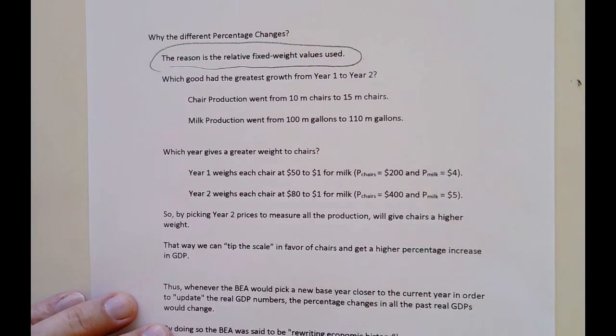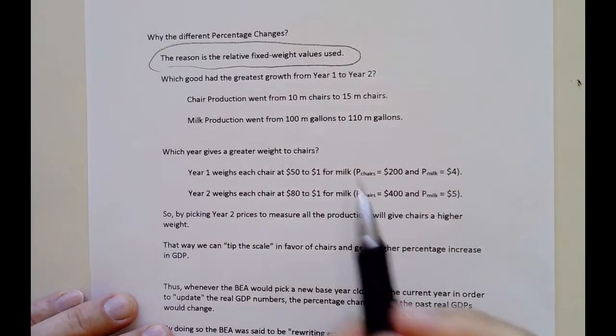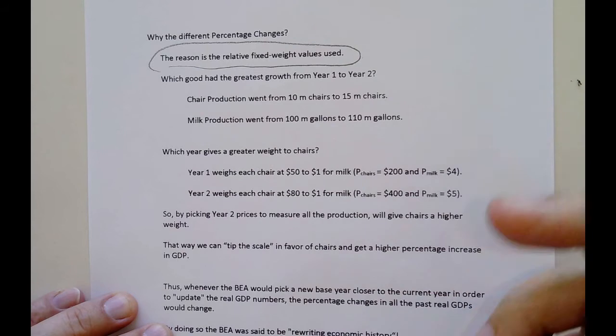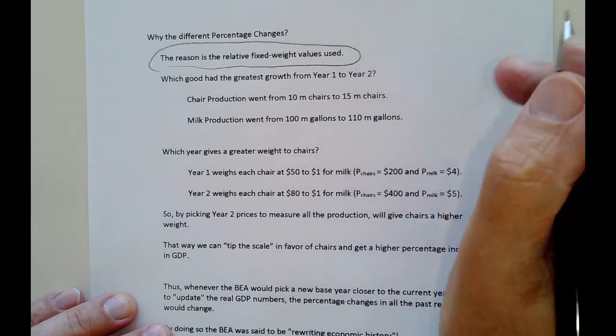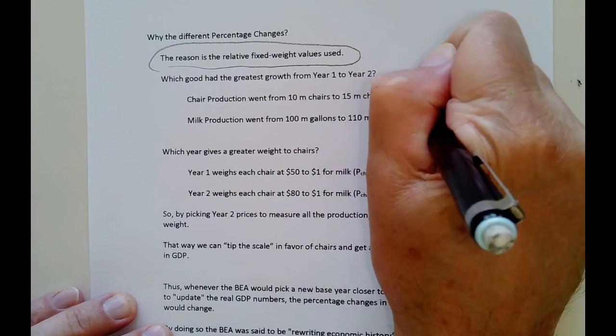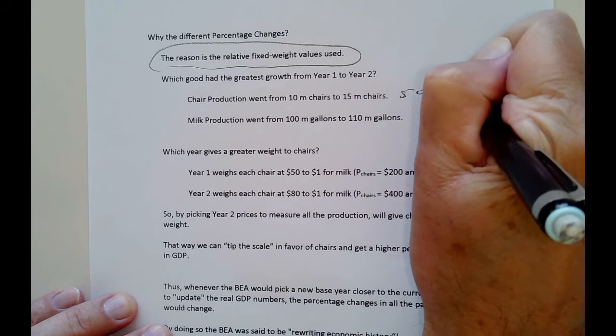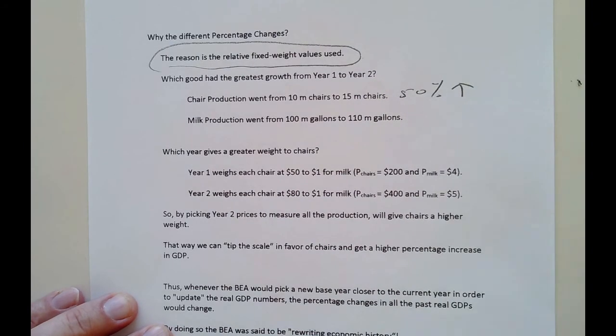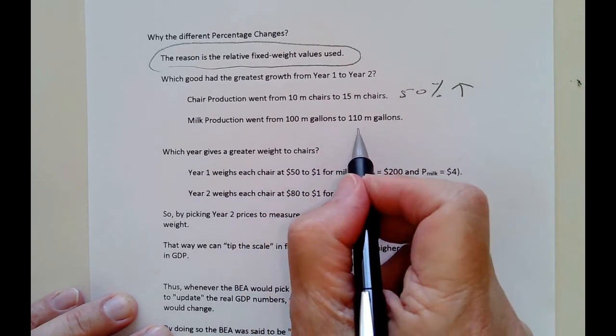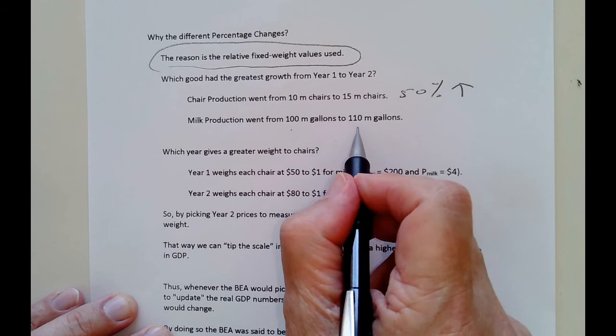Well, we have two goods here, and share production went from 10 million shares to 15 million shares. That's a 50% increase. Went up by half. Milk production went up by less percent. It went up from 100 million to 110. A 10 million increase from 100 is a 10% increase.